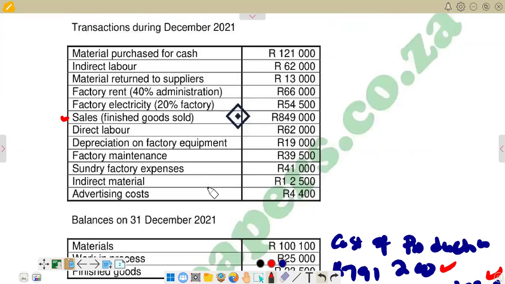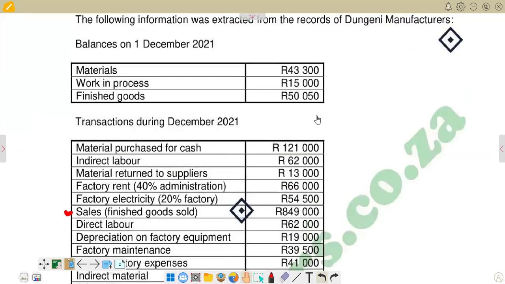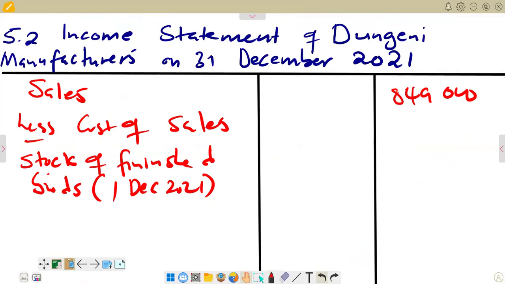Then we can go and check that figure. You see that we have it at the beginning. Going there to check, for finished goods we have got 50,050. So we are going to pick up 50,050, go back there, and say our 50,050 for our stock of finished goods, 1 December 2021.